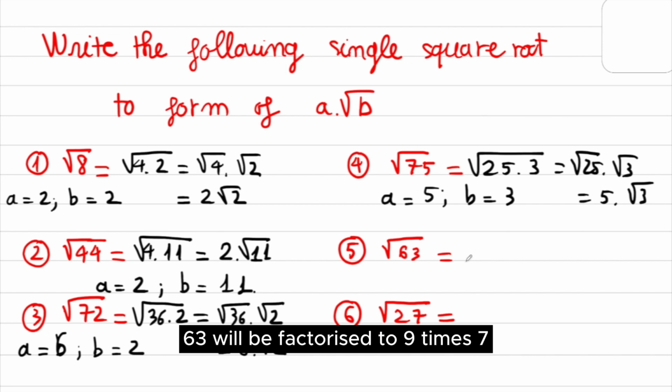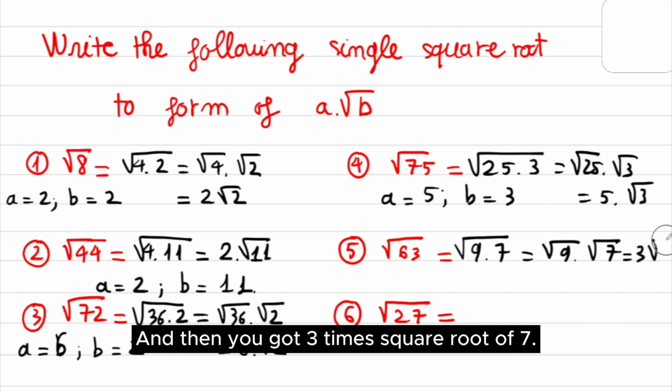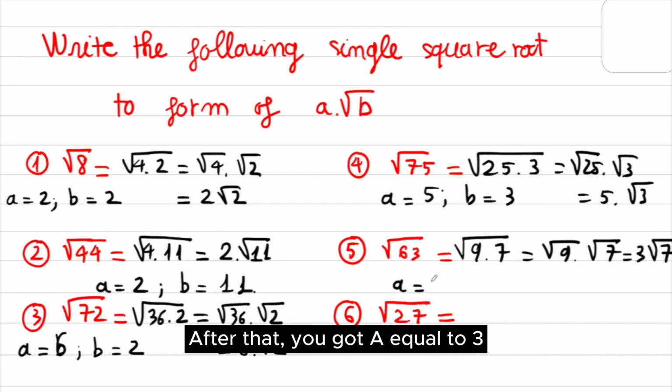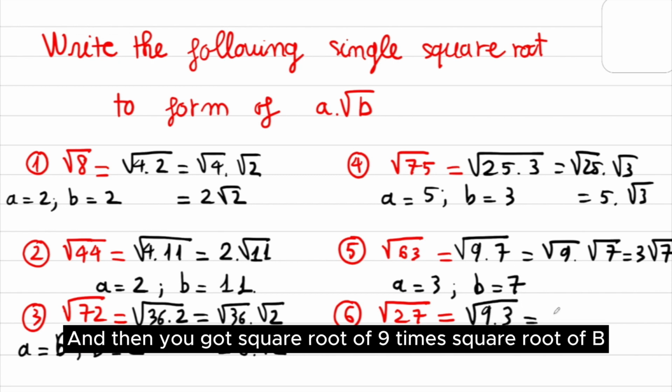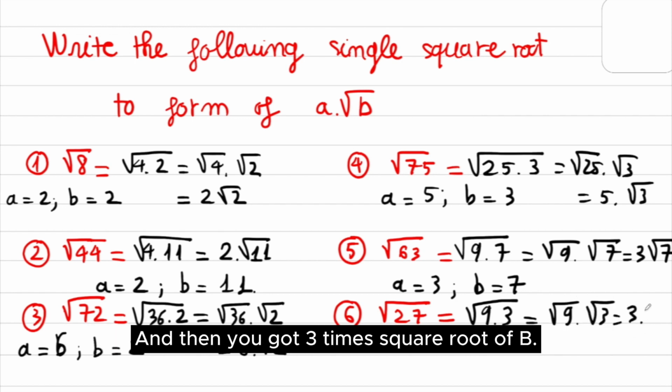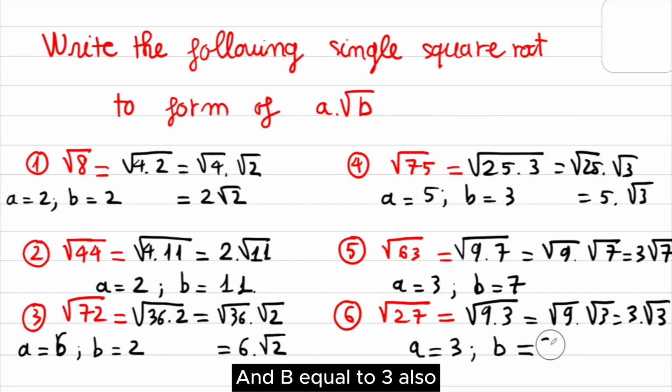63 will be factorized to 9 times 7. Yes, 9 times 7, square root of 9, square root of 7, and then you got 3 times square root of 7. After that you got a equal to 3 and b equal to 7. For this one, 9 times 3, and then you got square root of 9 times square root of 3, and then you got 3 times square root of 3, and you got a equal to 3 and b equal to 3 also.